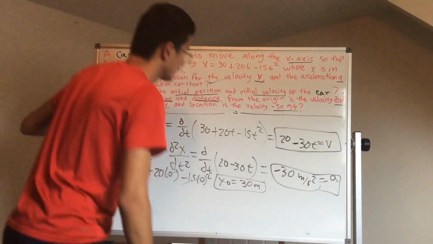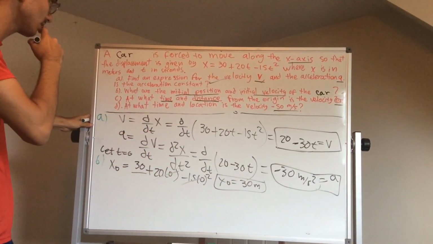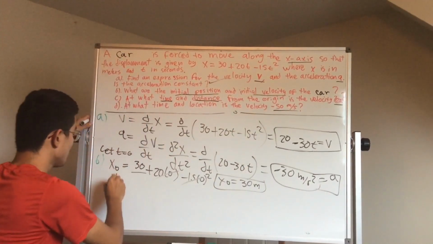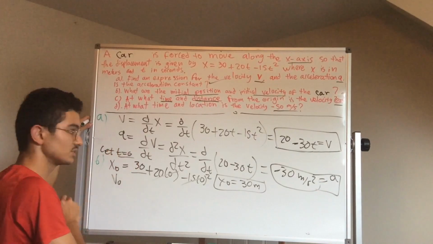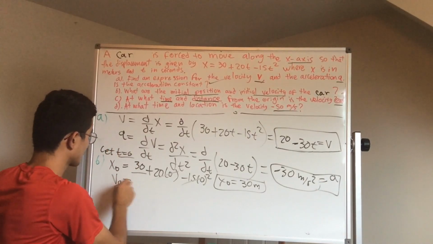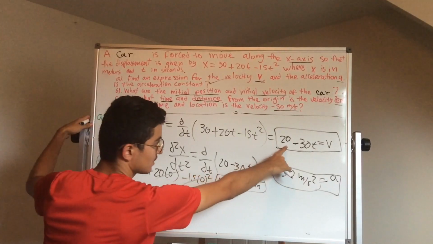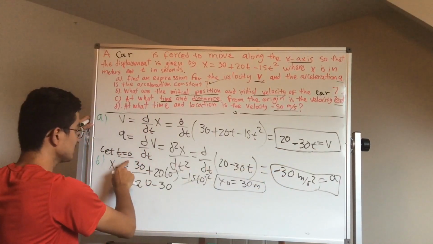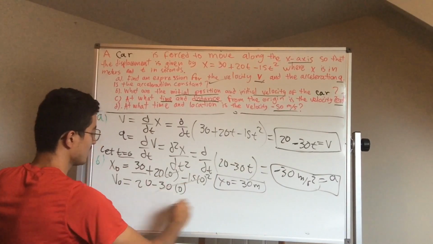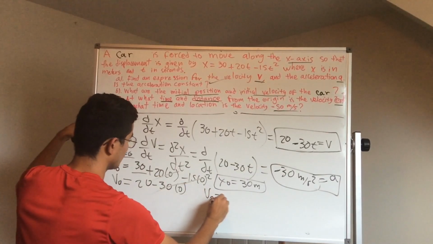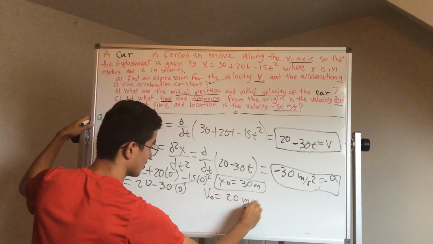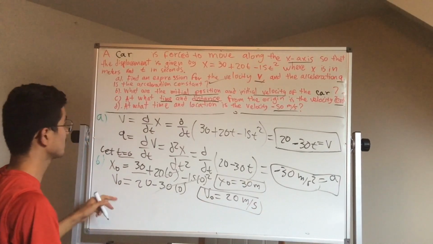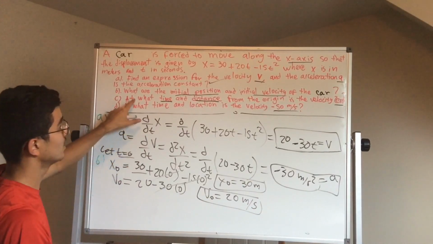Now let's do the initial velocity. v0 also occurs when t is equal to 0. So we have the velocity function, which is 20 minus 30 times t, and in this case t is 0, so that just goes away, and we have that v0 is equal to 20 meters per second. All of this is in SI units. Now we're going to move on to part C.